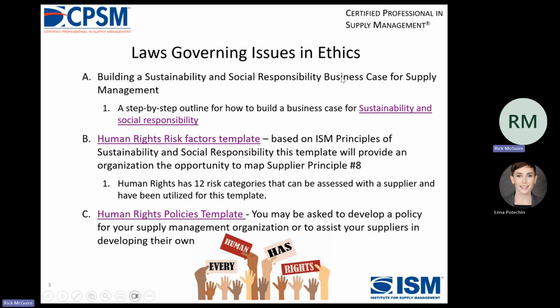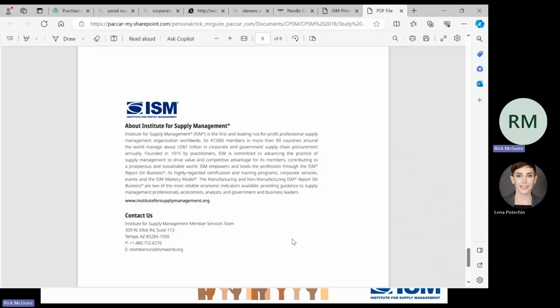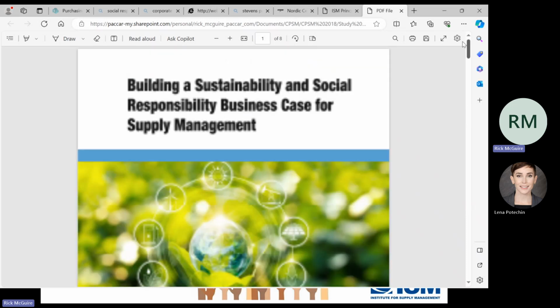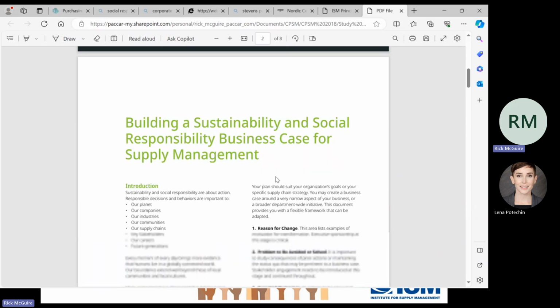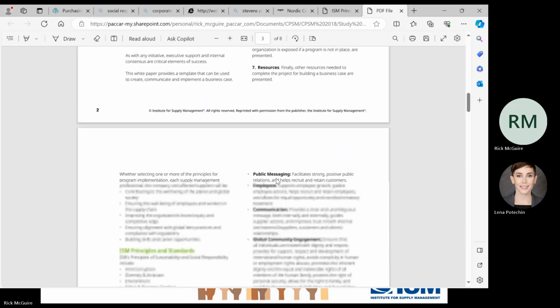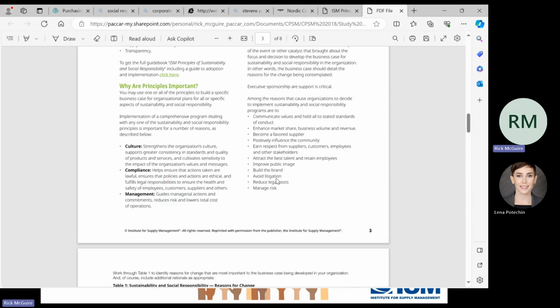Building a sustainability and social responsibility business case. So ISM's claim to fame is this diversity, and they've got a social responsibility business case, or how to, step-by-step, a few pages long. In case you ever need to do it, here it is.